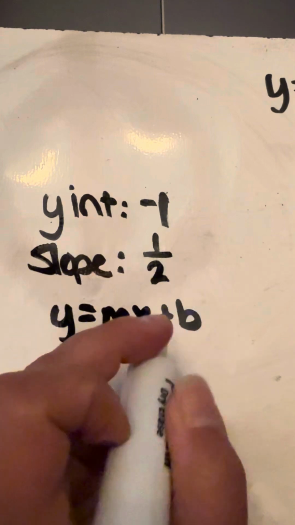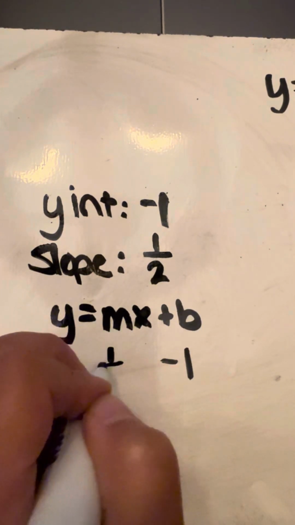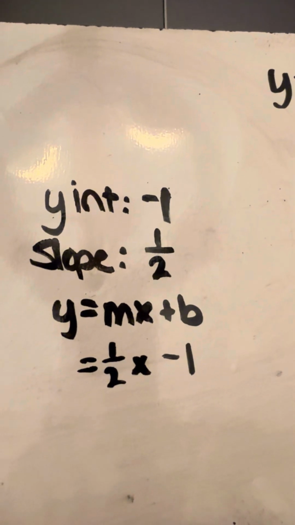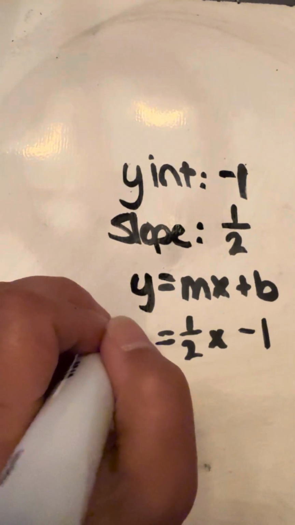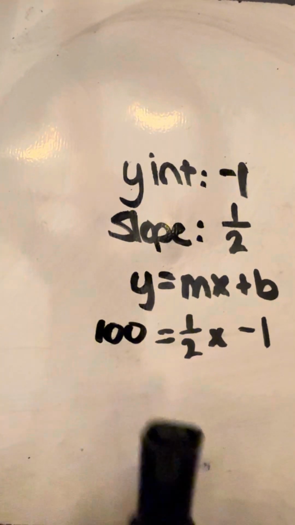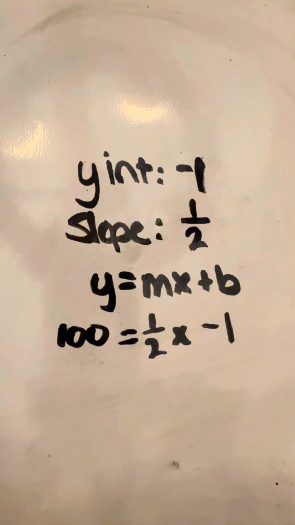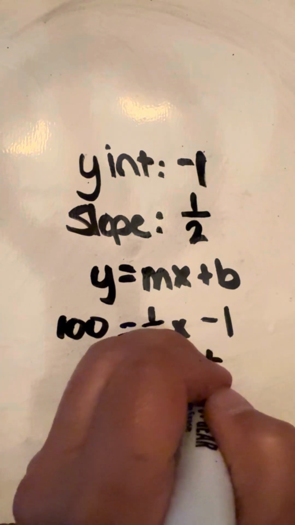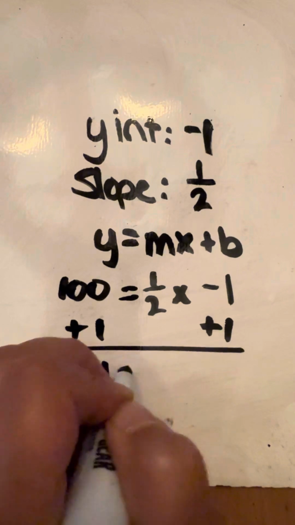Y-intercept is the b, so we're gonna put -1 here. Our slope is the m, so we're gonna put 1/2 x. Now, we were just told in the problem that we were looking for when y is 100. So we're gonna replace the y in here with 100. That way we can figure out what the value of x would be. So all we're gonna do is a basic 2-step equation, add 1 to both sides. This is gonna leave you with 101.